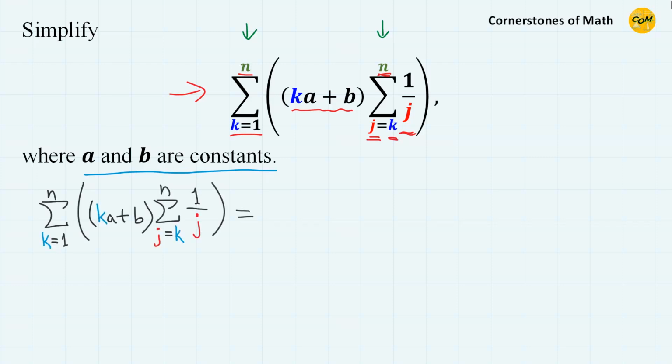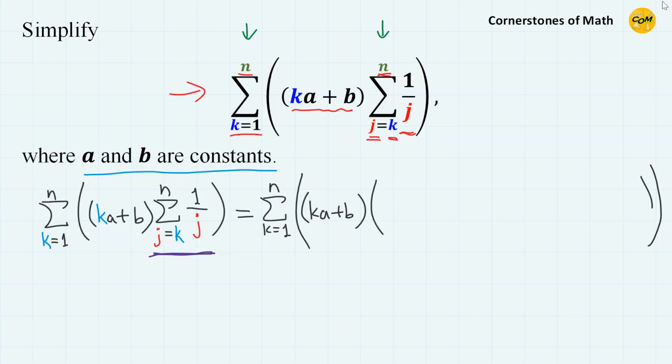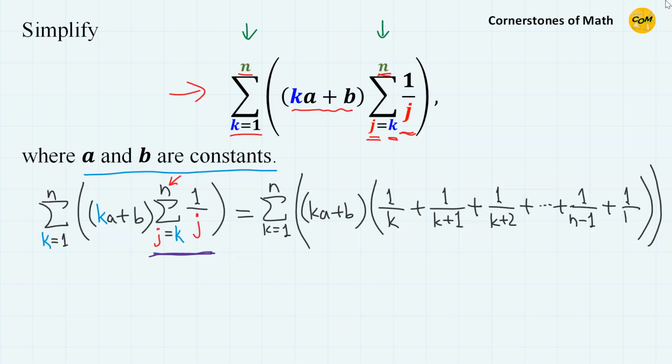The first thing you can do is just try rewriting this summation in fully expanded form. That is, if we rewrite this sigma 1 over j part in a long form, the term starts from 1 over k, then we have 1 over k plus 1, then 1 over k plus 2, and so on. And since the summation ends in n, the last parts are just 1 over n minus 1 plus 1 over n, no matter the value of k.